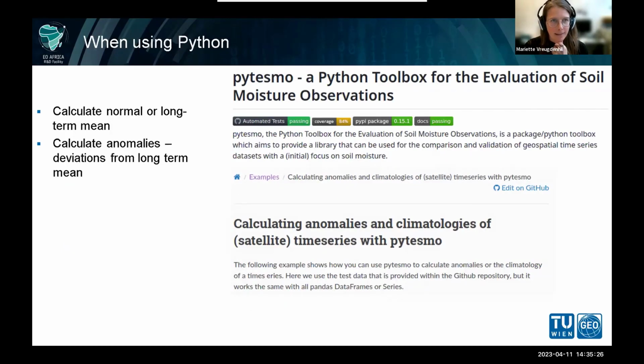But just very quickly, if you're using Python and you're interested in calculating anomalies and climate normals, you can also use the PyTestmode toolbox. This is a Python toolbox for the evaluation of soil moisture observations, but also to calculate anomalies and climatology. So if you want to do a satellite validation yourself, you can also use this toolbox.